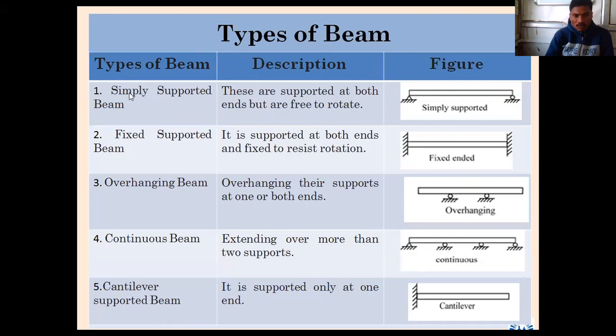Types of beam, we have seen 5 types are there. Simply supported beam, fixed supported beam. Why are we calling it simply supported? Because the support is at the end. Fixed supported, the name itself indicates fixed. Overhanging, the support is not at the end but in between. Then continuous beam, more than 2 supports. Cantilever beam, fixed at one end. That we have discussed.